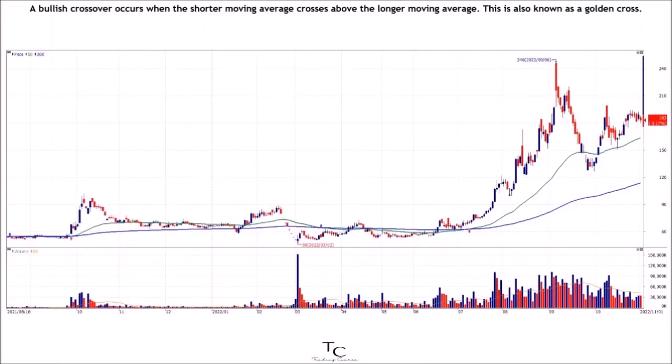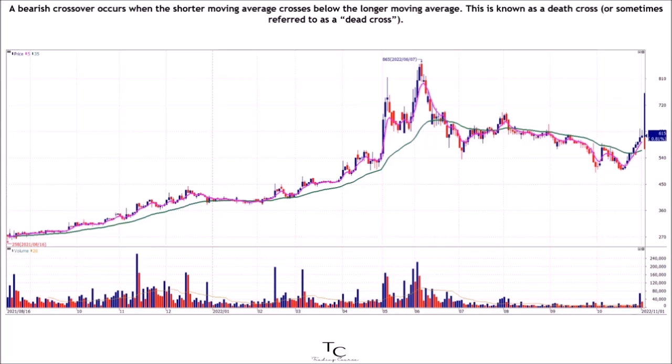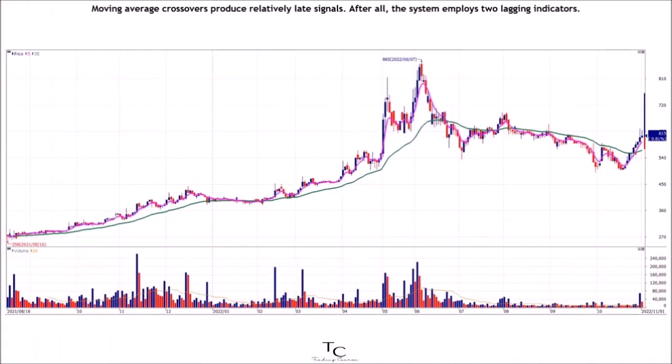A bullish crossover occurs when the shorter moving average crosses above the longer moving average. This is also known as a golden cross. A bearish crossover occurs when the shorter moving average crosses below the longer moving average. This is known as a death cross, or sometimes referred to as a dead cross.